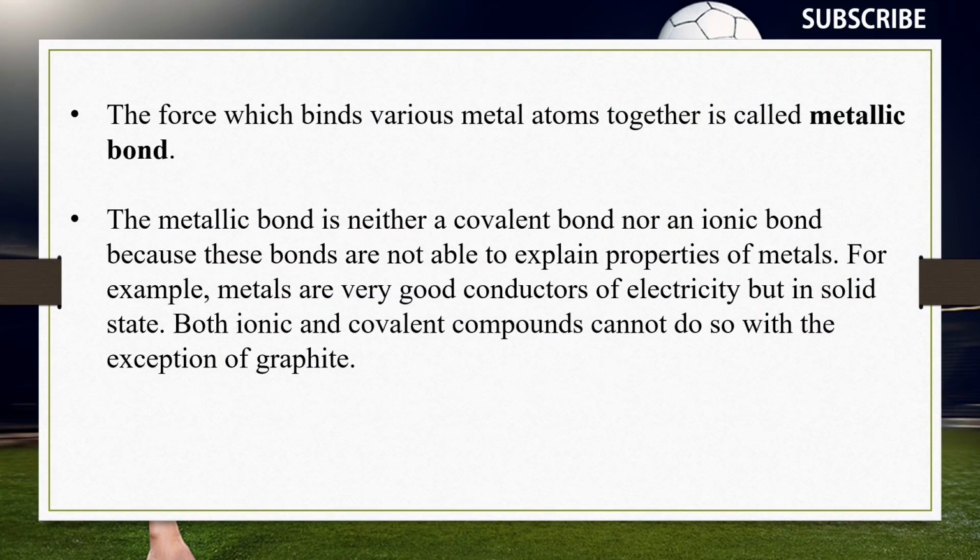When you look at metal atoms, the force that keeps metal atoms together is going to be called the metallic bond. One thing to note is that we have separated metallic bond from the other two types of bonding. It's neither a covalent bond nor an ionic bond. Remember, in an ionic bond, we had transfer of electrons from the metal to the non-metal. Under covalent bond, this was sharing of electrons between non-metals.